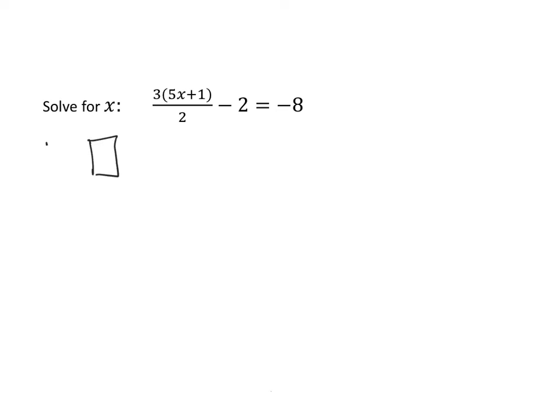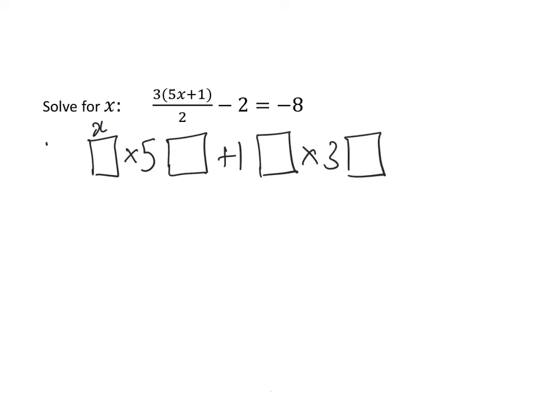Okay, so we're going to start with x, and here's what happens to x to build up the formula. Well, we multiply by 5, and then we get a value. Then we add 1, and that gives us a new value. Then we multiply by 3, and that gives us a new value. Then we divide by 2, and then we subtract 2, and at the end of that whole big long process we get -8. Okay, let's backtrack.